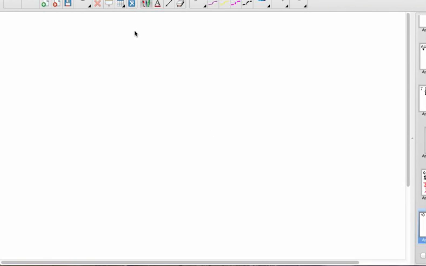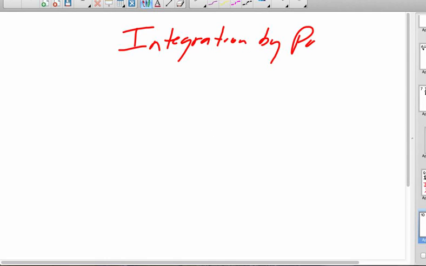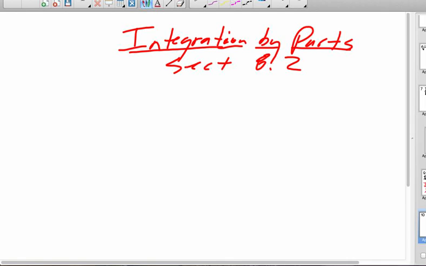Okay, so this is integration by parts, which, if I remember right, is section 8.2. Integration by parts is one of these powerful tools used for some rather nasty little problems. Typically, now obviously, if you can do u-sub or one of the basic rules, use that rather than this.